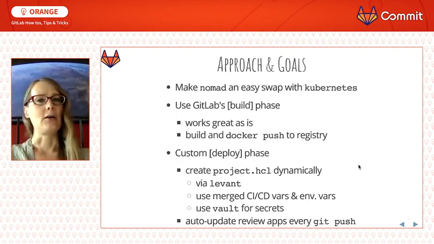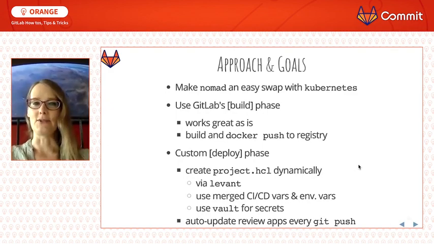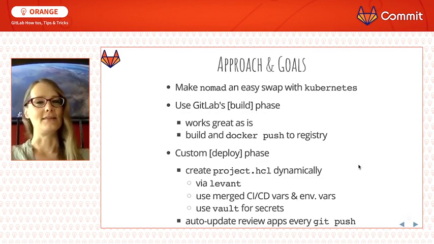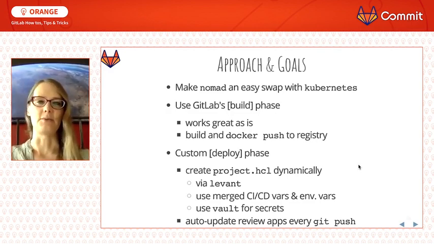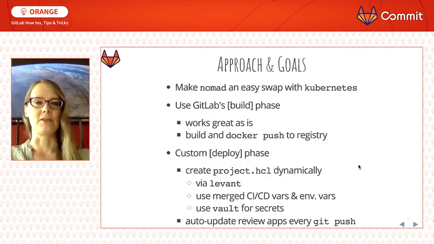So again, our approaches and goals here are make Nomad an easy swap. We want to use the build phase because it's really sweet. It works great. It does all the things you need to do. It will make your containers. It'll use caching. It'll push right to the registry, whether it's on-prem as a GitLab instance or you're using gitlab.com. So super easy and simple. So just stick with that.